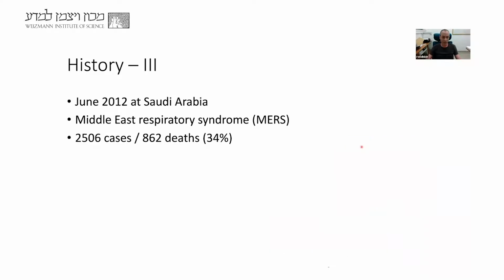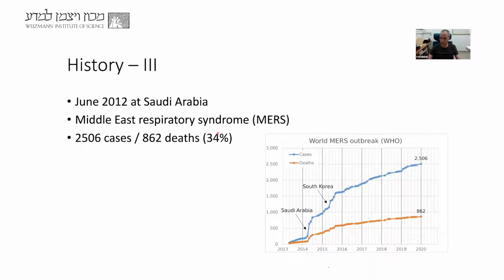And then there was another one in 2012 in Saudi Arabia. This virus is known as the Middle East Respiratory Syndrome virus, or MERS. So far, it has caused 2,500 cases, and the lethality rate is actually quite high. We're talking about 34%. And this virus is still circulating. You can see in this graph, it's still infecting people up until now, but the spread of this virus is very slow, and I will also touch on that in a few slides.